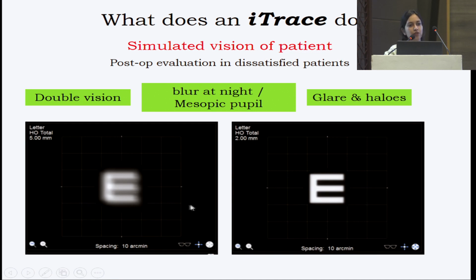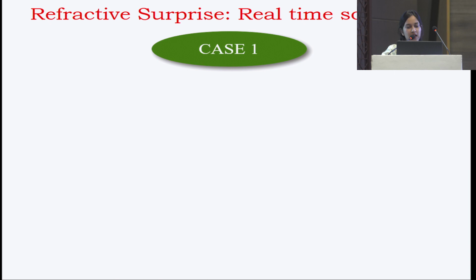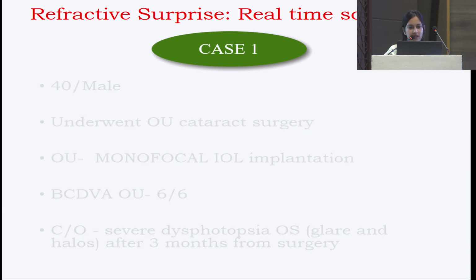It gives a range of simulated vision at all sizes of the pupil, and you can assess if the patient is complaining of double vision, glare and halo. It basically demonstrates an actual vision problem to the patient as well as to the doctor. I would like to discuss two very interesting cases.